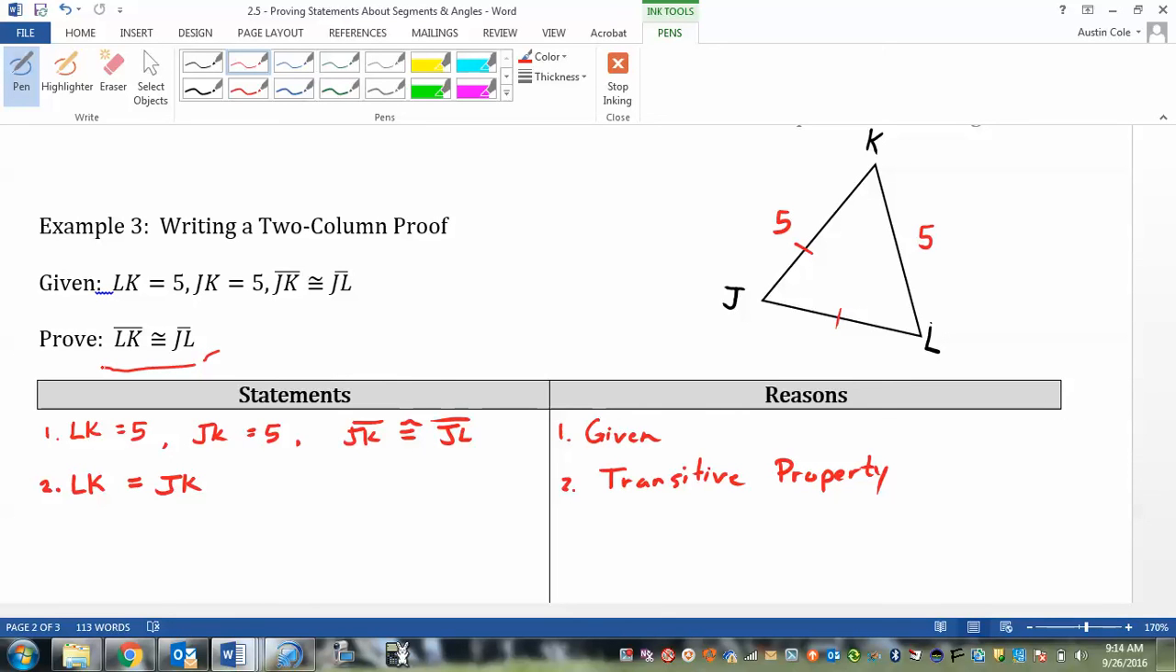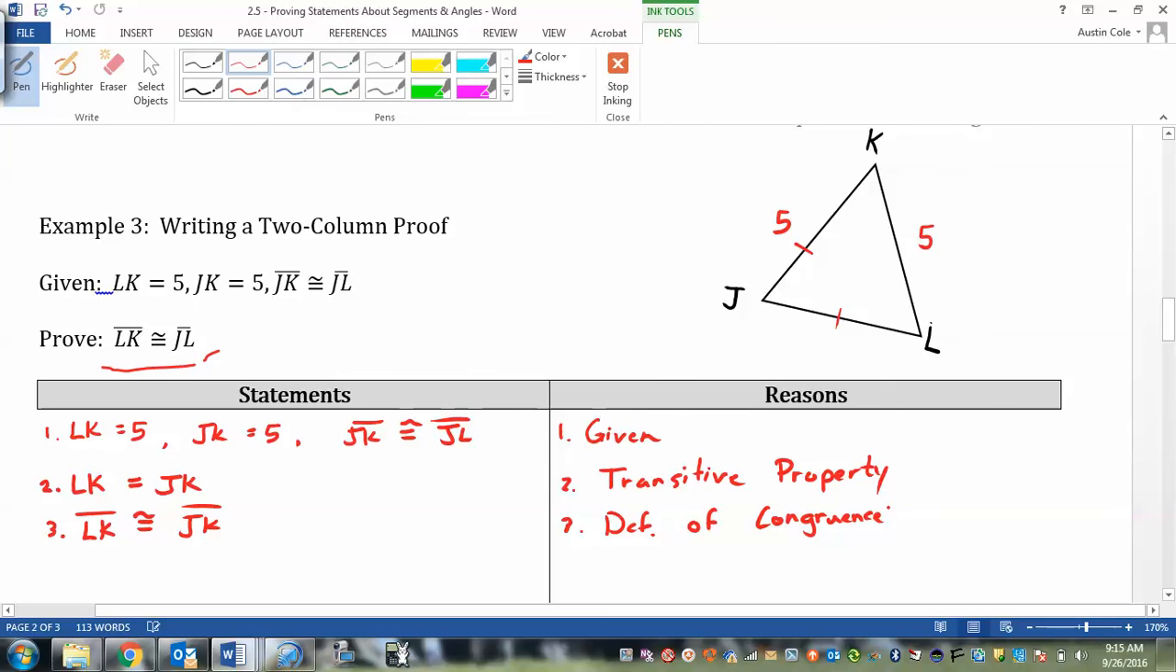I think we did it earlier. I think we went from segments to the length of. Definition of congruence. So use the definition of congruence when you need to go from lengths of something to segments, or segments to lengths of something. So I'm going to make this statement: segment LK is congruent to segment JK. That is the definition of congruence. That acts as a tool in our toolbox. We need to change from segments to the length of, and the length of to segments.